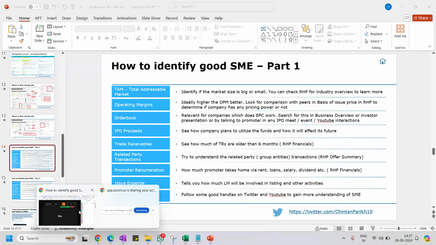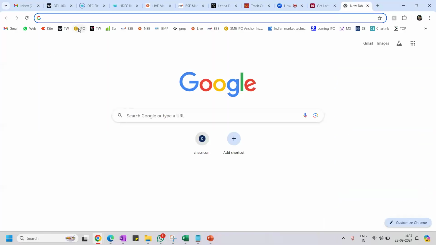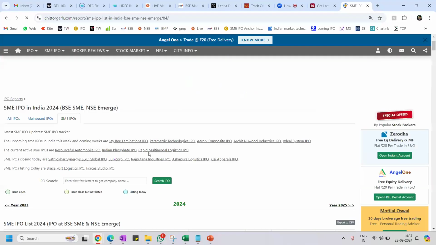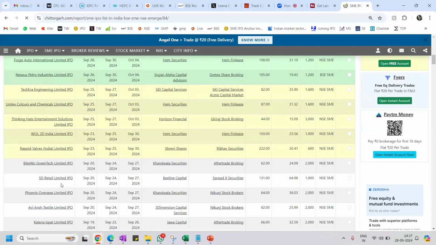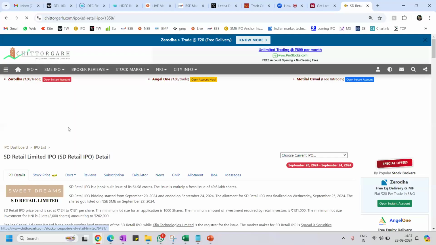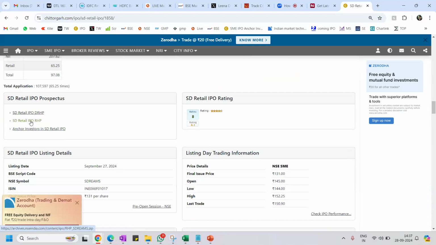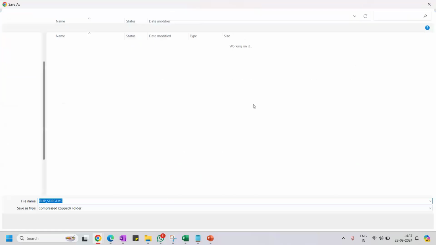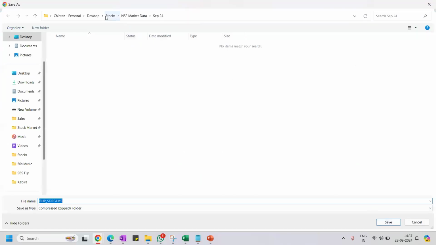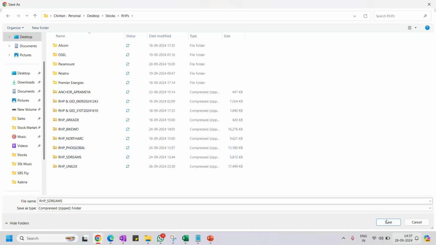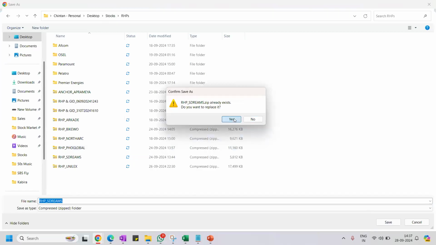So we'll open the one which closed yesterday, SD Retail, for an example. I've gone to the Chittorgarh site and I'm opening the RHP. It's over here, you can see. I'll just open that. Okay, it's already there. Fine, no problem.